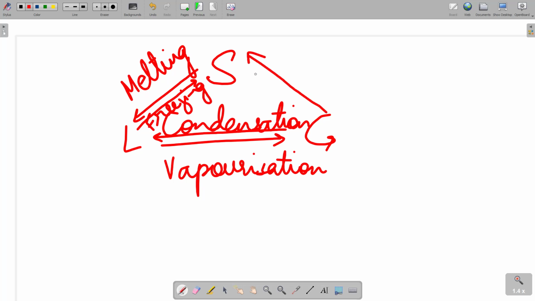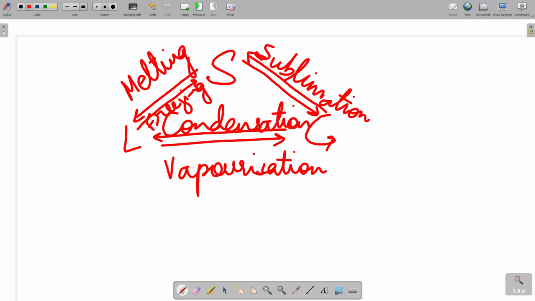And what will I call this process as? Solid directly to gas or gas directly to solid? Sublimation. Right? Learn this diagram, it's quite easy. When you understand it, it will be easy for you to understand. Okay. So these were the three different states of matter and their interchangeability based on temperature.